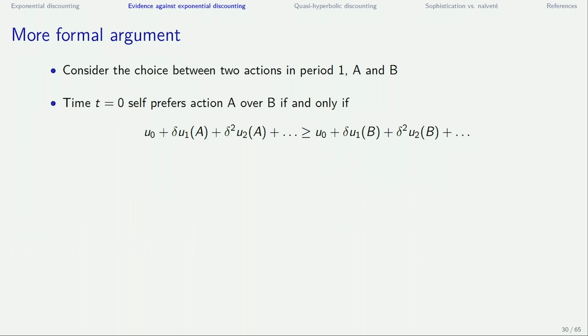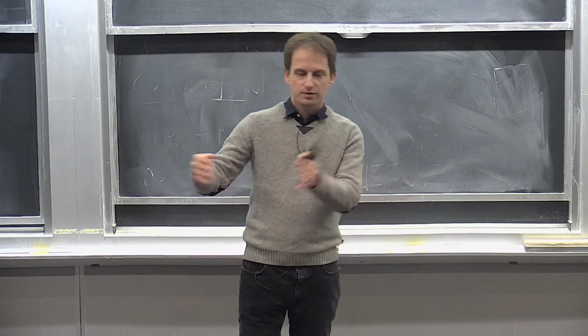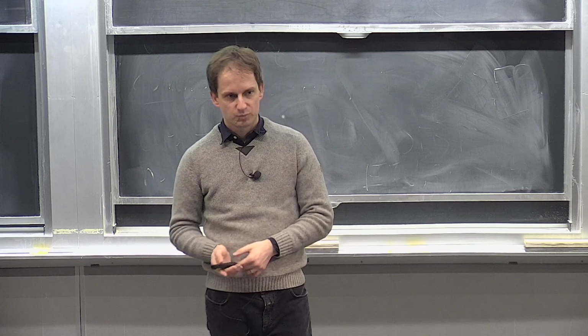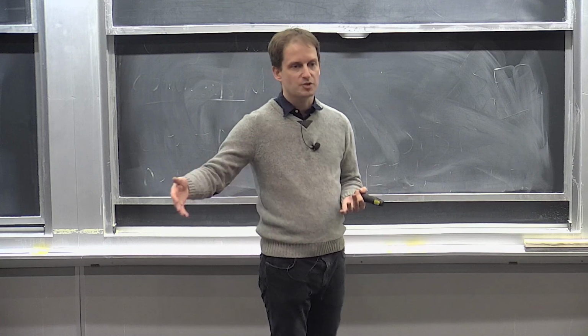There's U0 plus delta times U1 of action A plus delta squared of U2 of action A, and so on. If I prefer that over action B, well, it must be that I prefer the stream of utility on the left-hand side to the stream of utility on the right-hand side. Right? But now that implies, if I take away the U0 because they're the same on both sides, because I'm making choices for the future, and then divide by a delta, what I get is, again, an inequality that at time 1, I still prefer option A over option B.